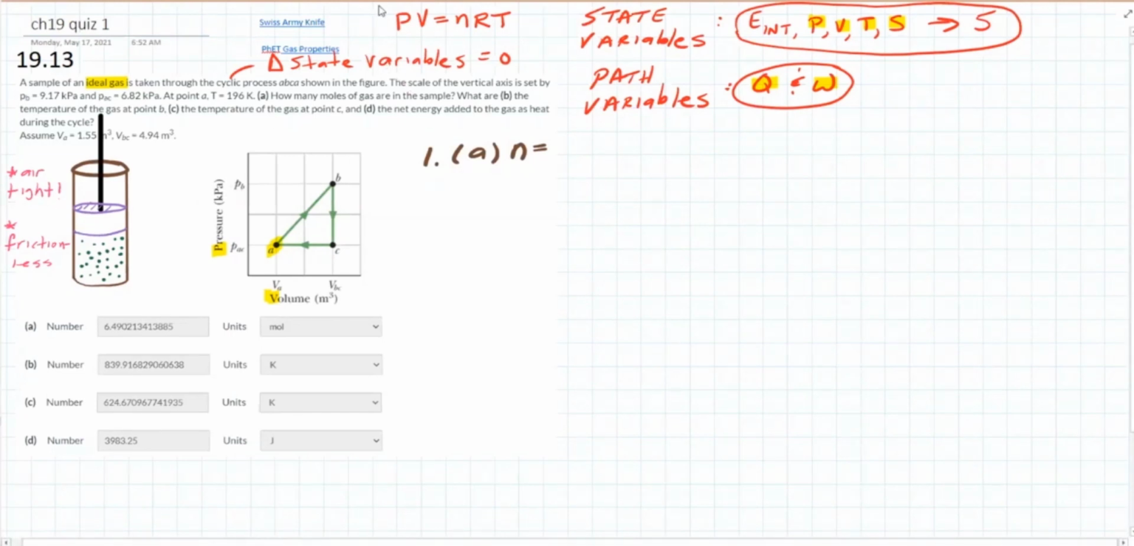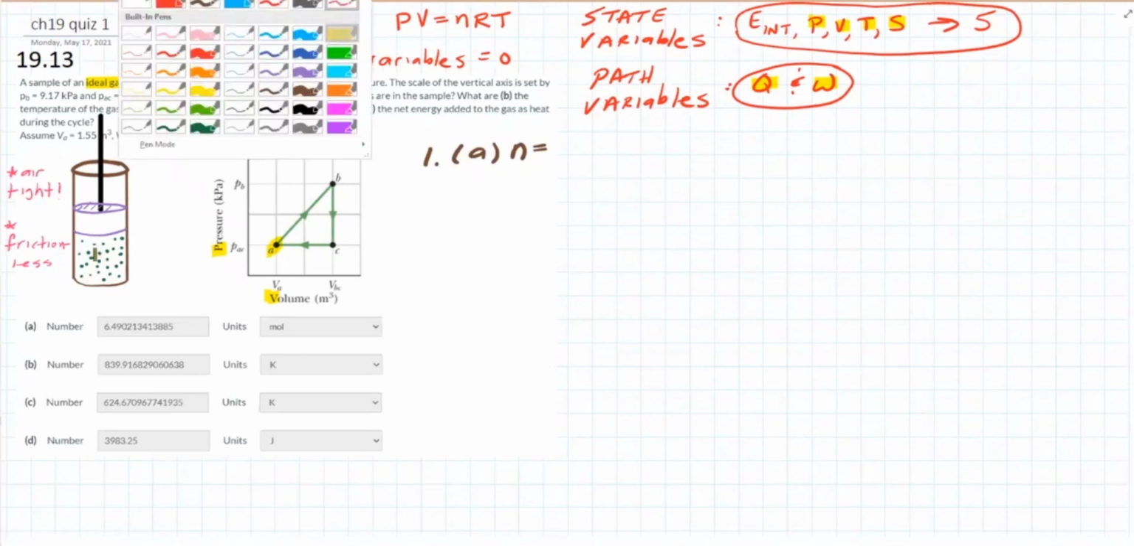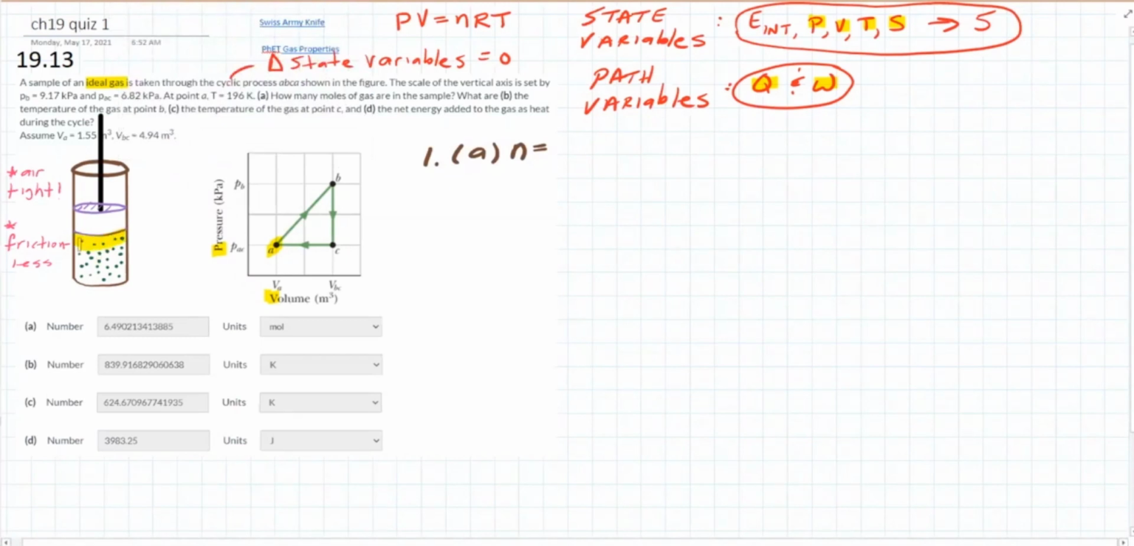Because n is referring to the amount of stuff in this enclosed system. Specifically, the enclosed system is what I'm highlighting here. This is the enclosed system. It's a confined volume of working substance. So how much working substance is in this system? This is what we're after. I was going to blurt out a number, but in this case, we're looking for the amount of working substance, is probably the safest way to put it.